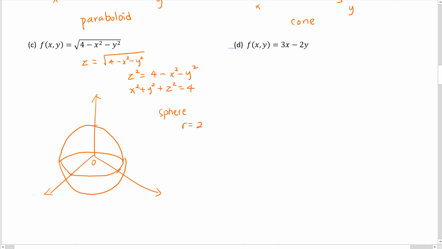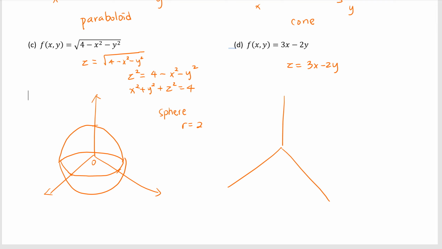Okay, so what is this guy? z equals 3x minus 2y. Okay, so what is this? You see, this is a linear equation in all three variables. So we know this is a plane. Okay, if it's a plane, we have x, y, z. And we know 3 points can fix a plane, right? Let's plug in 3 points.